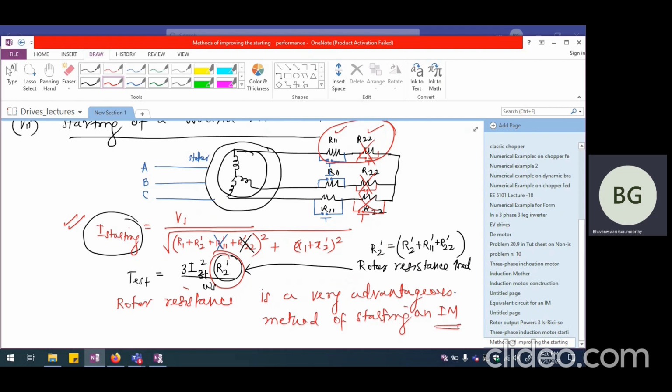Okay, so these are the various methods of starting an induction motor. We'll try to work out a few problems on starting of induction motors in the next class. Then we will go towards speed control and braking of a three-phase induction motor.